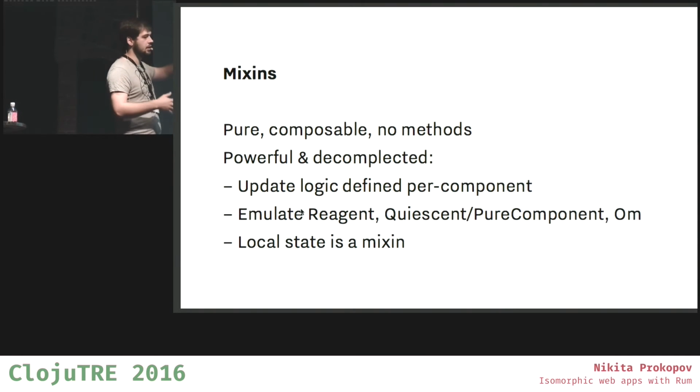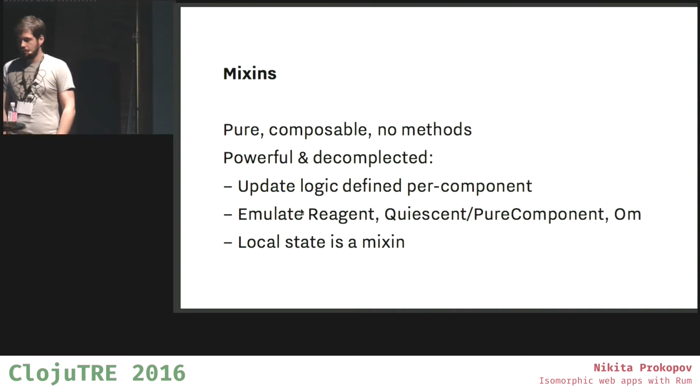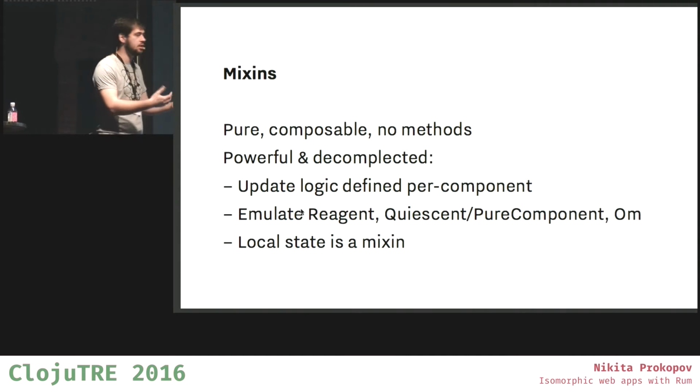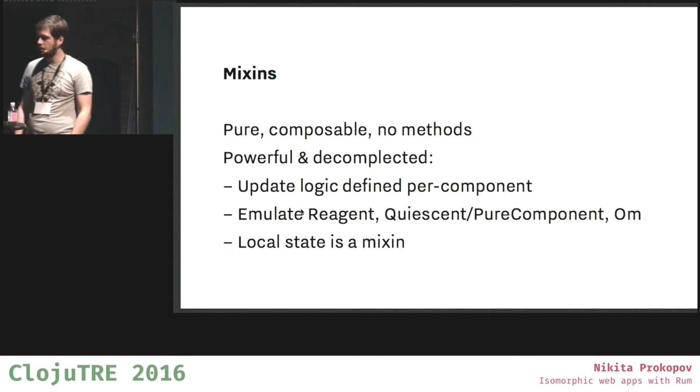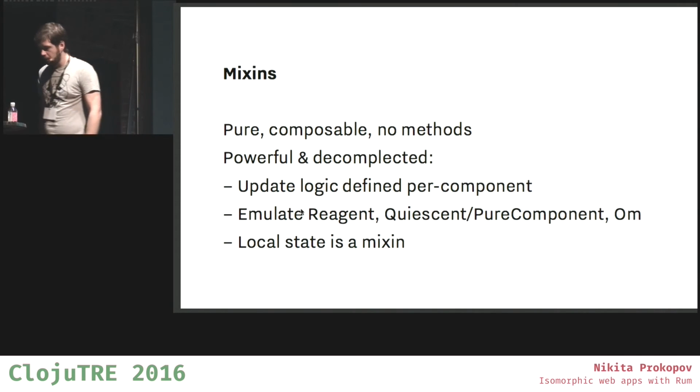And all the stuff that comes with Rum, which is pre-bundled, most of it is also implemented as a mixin. So there is local state. It is a mixin. There is code that emulates Reagent, Quiescent, Om. They are all built as mixins. And so mixins are where you write this extension code for your components.